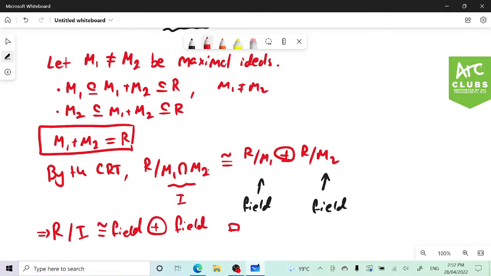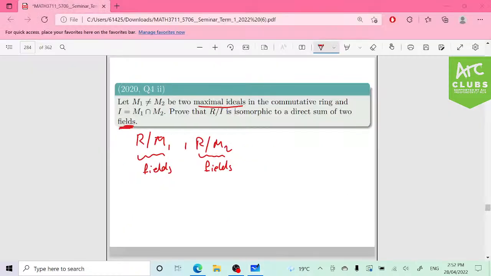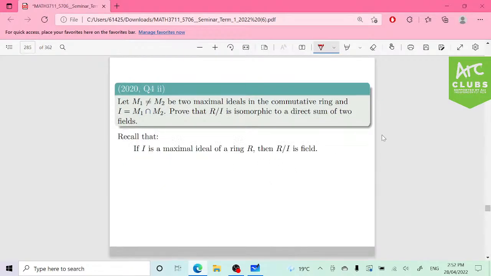The hard part is to realize that we already obtained this result just by looking at the fact that M1 and M2 are maximal ideals, and because they're not equal, the sum must be precisely the entire ring. Once we have that, the Chinese remainder theorem basically tells us the isomorphism. All right, and we have the proof here as well.